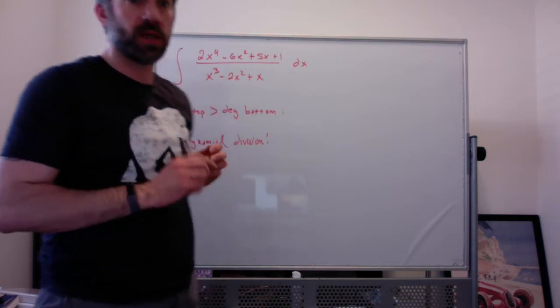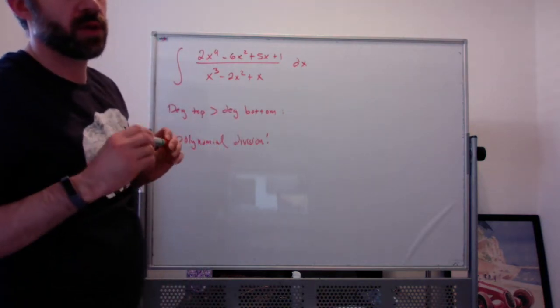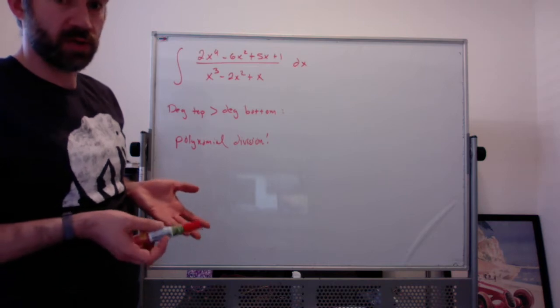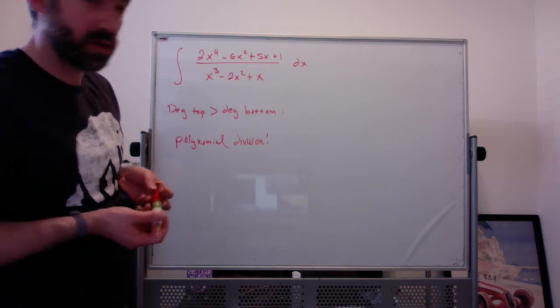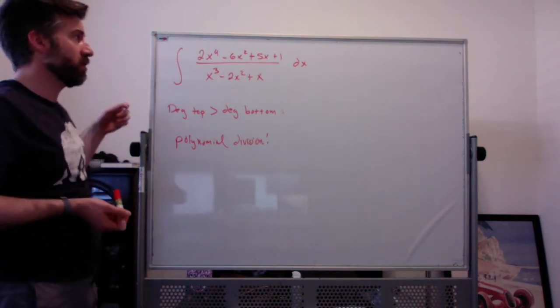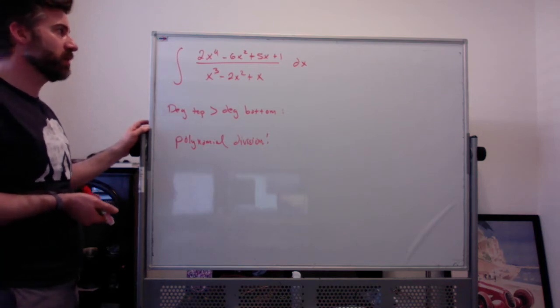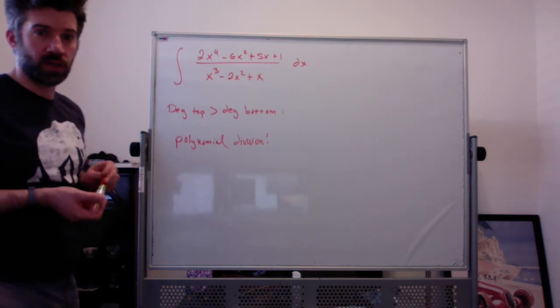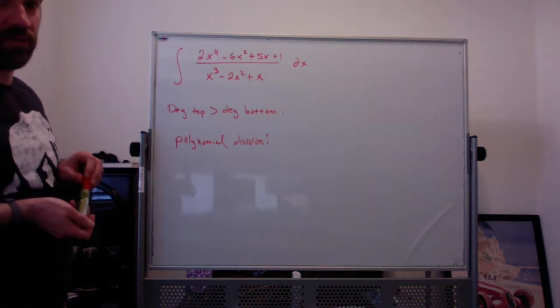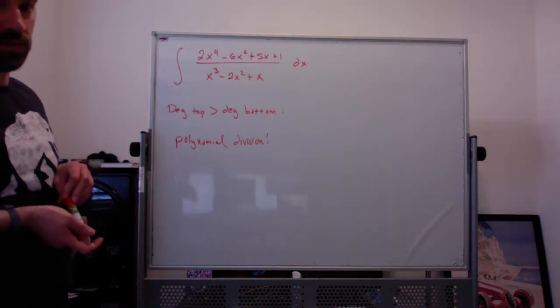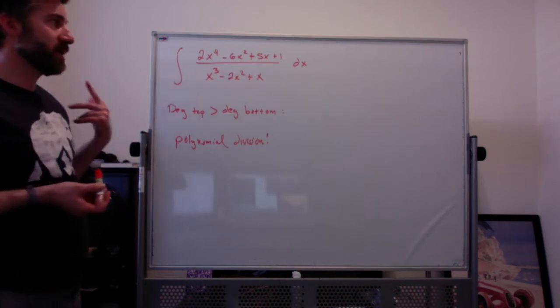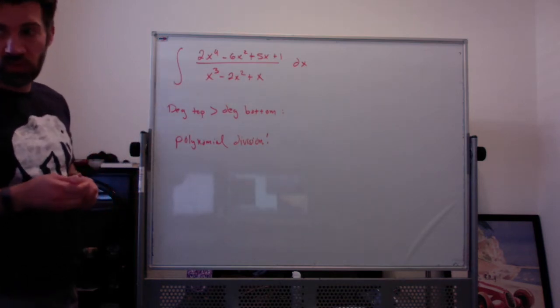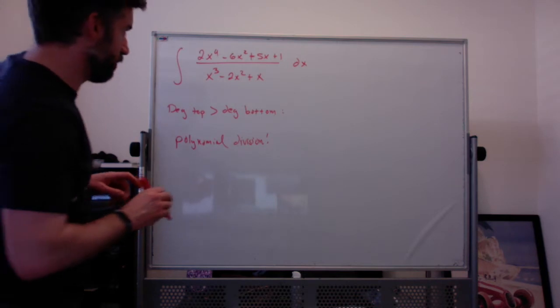All right, 16b, here's an example of partial fractions where you have to do polynomial division first. So we've got the integral of 2x to the fourth minus 6x squared plus 5x plus 1 divided by x cubed minus 2x squared plus x. And notably, the degree of the polynomial on top of the fraction is larger than the degree of the polynomial on the bottom. And when that's the case, one of the things we usually do is we try polynomial division.